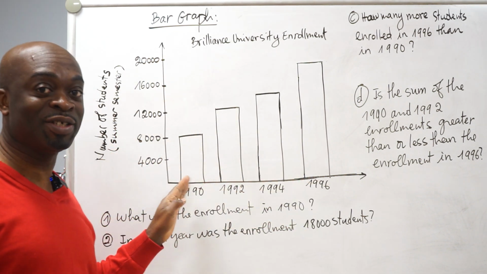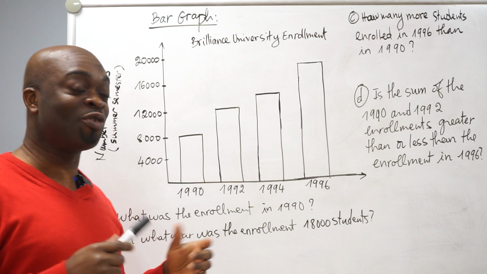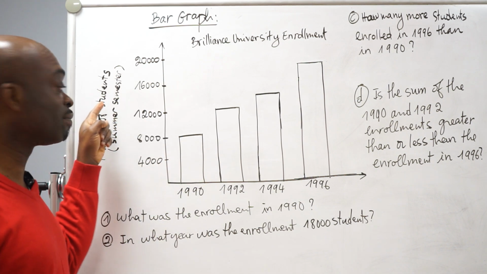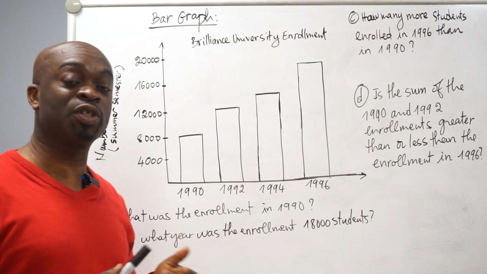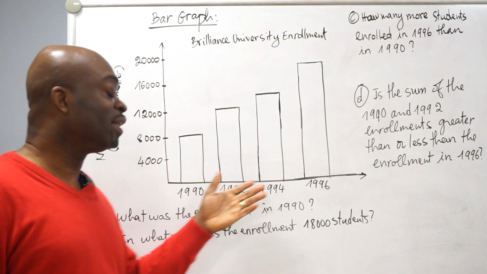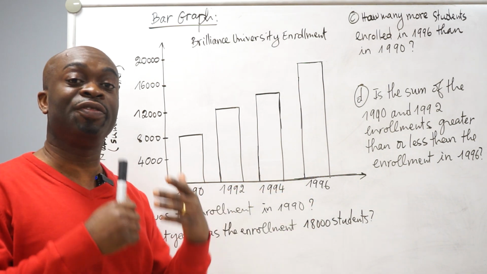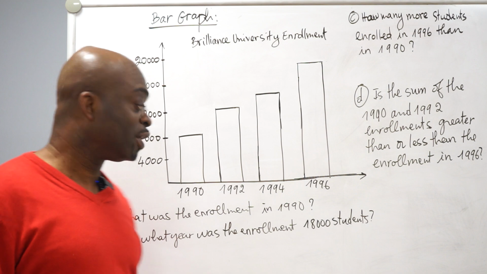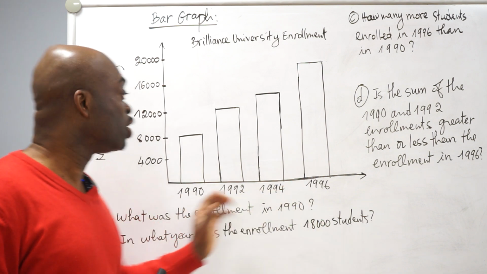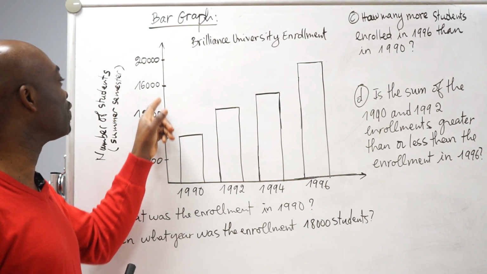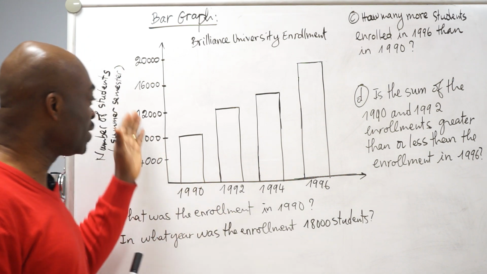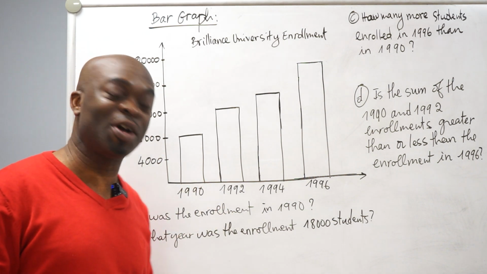We have the y-axis, for those of you who are familiar with graphing. Our y-axis is the number of students for the summer semester. Then the x-axis is the years in which these enrollments were recorded: 1990, 1992, 1994, 1996. For the enrollment, we have 4,000, 8,000, 12,000, 16,000, 20,000, and of course numbers in between those that we wrote here. So we're going to have some questions, all right?